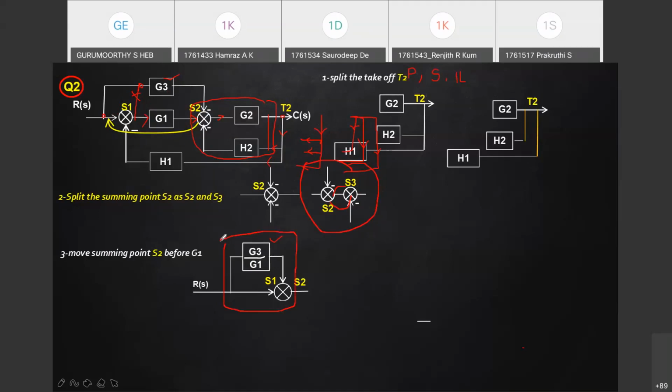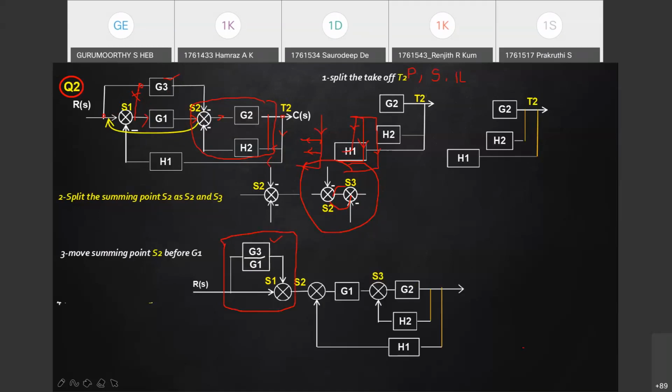Any doubt is there, you can ask me. Rest all are kept here. So S2 is here, and it is joined to S1, because of the interchange. So S2 is separately taken. This is one loop. This is another loop. I have told you about splitting this S2, and I explained what to do when you are bringing a summing point after G1. So all combined here is giving you this particular network.